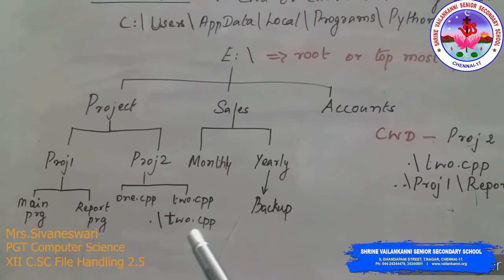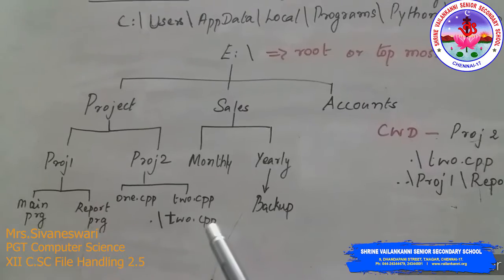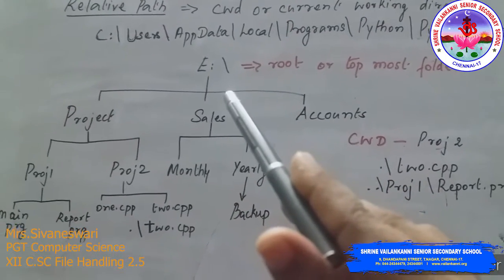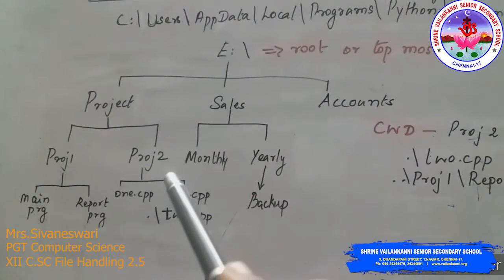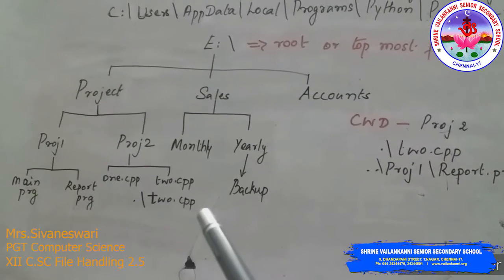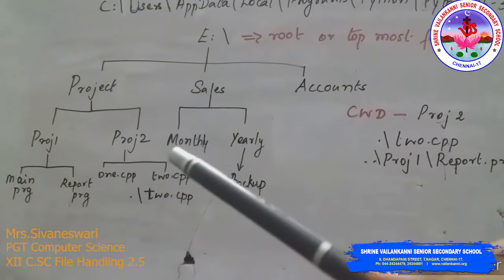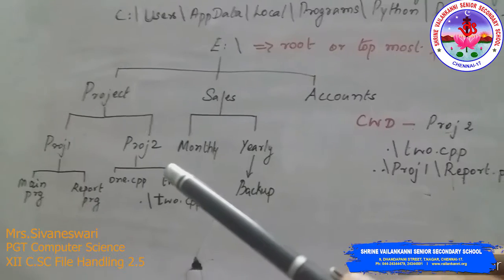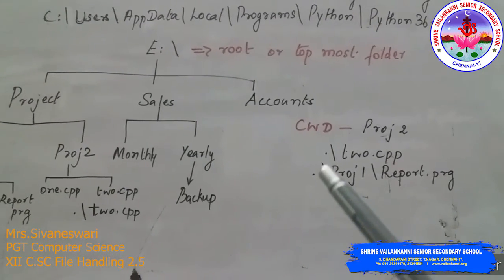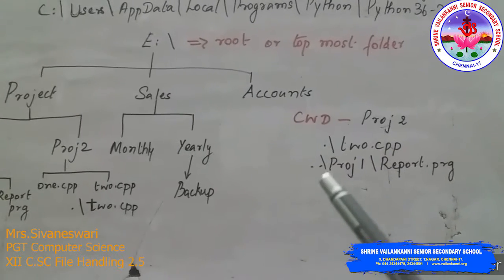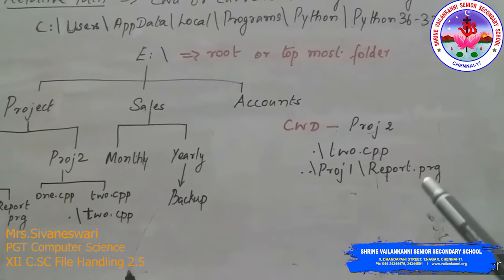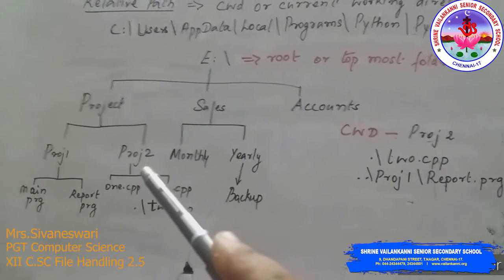Now, when we try to access 2.cpp, what do we do? We use /2.cpp, since we assume it is in the CWD, which is taken to be within the E: drive where project 2 is executed, and 2.cpp is to be accessed from there. Now, with project 2 as the current working directory, when we try to access report.prg, it is // because we are moving to the other folder. So it is //project1/report.prg.